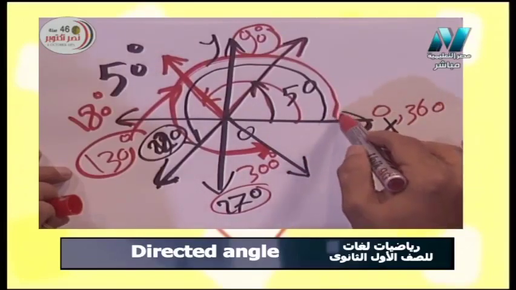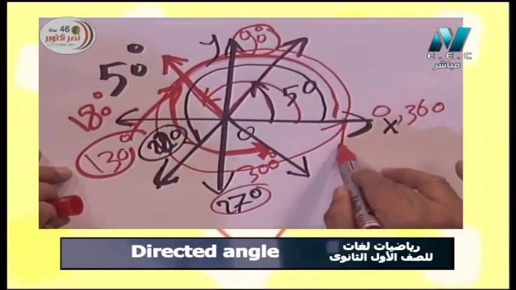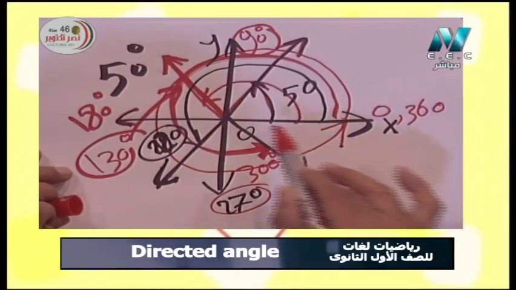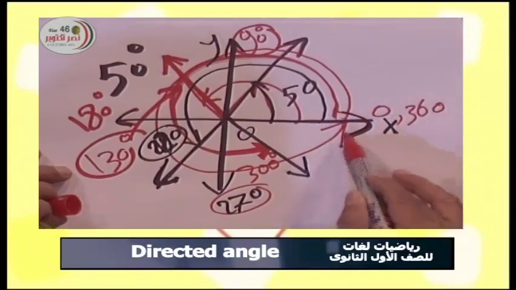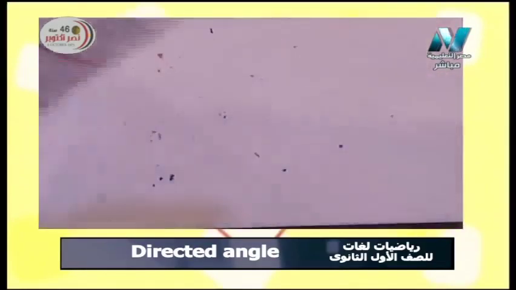If we have the angle 330 degrees, it will be a quadrantal angle. Let's talk about the angles again. We have angles that lie in the first, second, third, or fourth quadrant, but we have other angles which we call quadrantal angles.